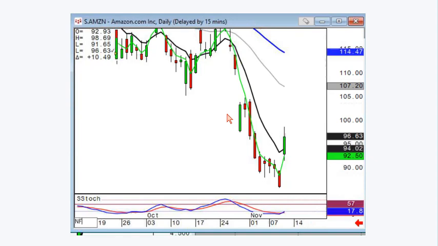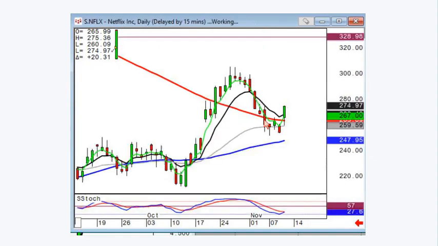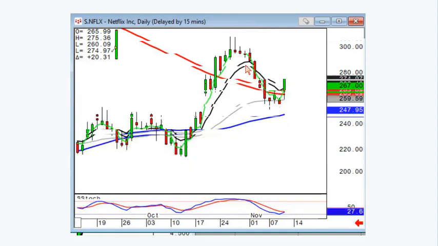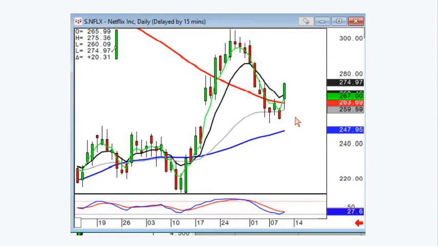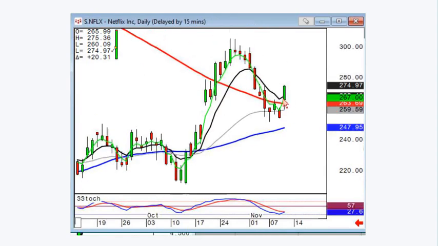See if I can find a few more. Netflix, kind of the same scenario. If I was buying right here after it came up through, if it came back down through the open, I'm closing it right back out, because the strength should be telling us we're going in this direction.